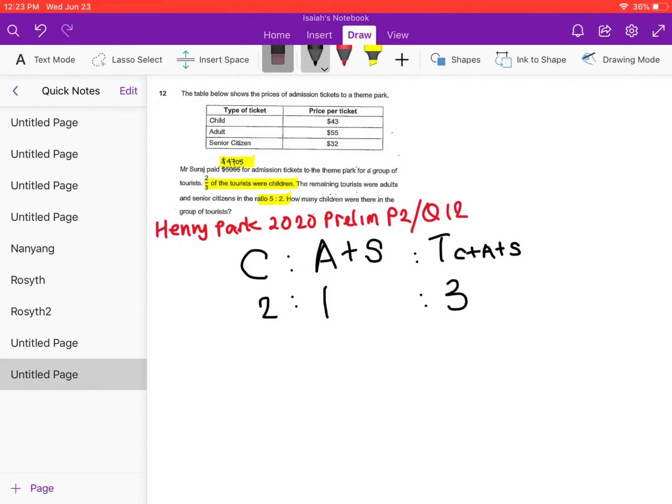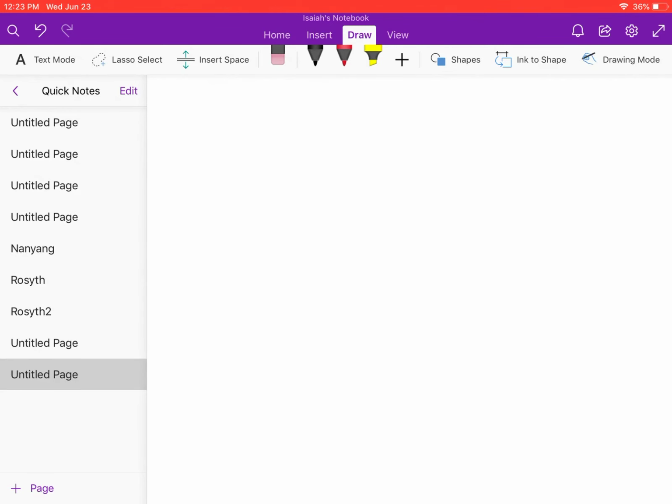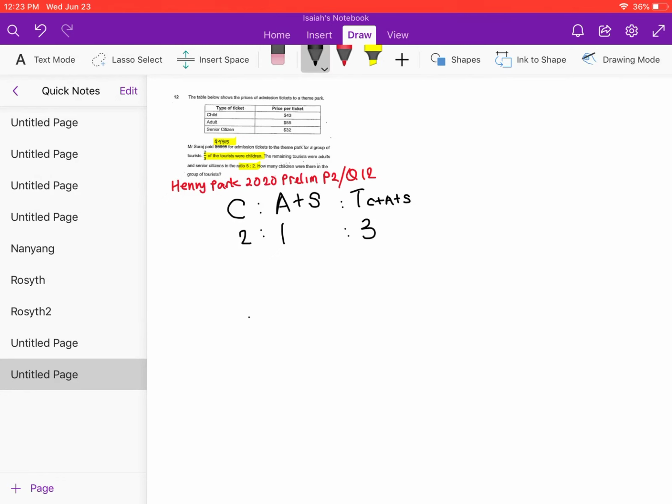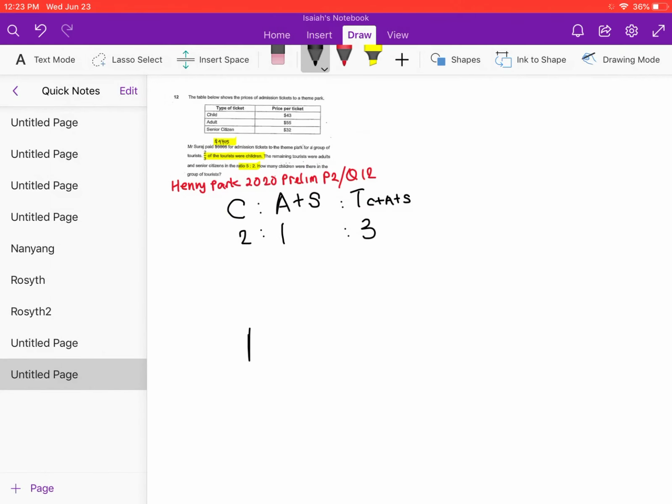Okay, next. The remaining tourists were adults and senior citizens in the ratio of 5:2. So separately, we should be able to get another ratio for adults and senior citizens. So over here, adults to senior citizens, that will be 5:2. All right, and the total for adults and senior citizens altogether, that will be 7 parts.